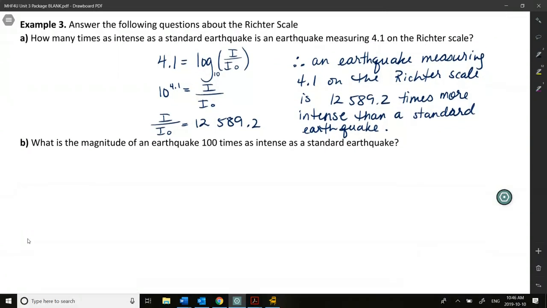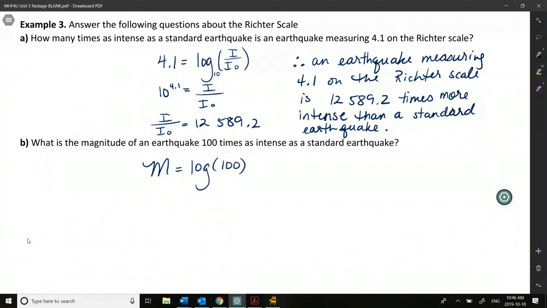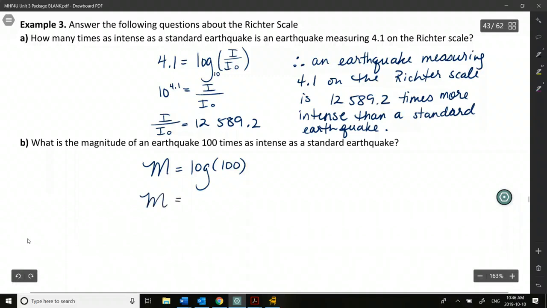Okay, what is the magnitude of an earthquake 100 times as intense as the standard level earthquake? So in this case, we're solving for magnitude, and we're given the ratio of the intensities of those earthquakes. So this is really just a quick, straight calculation. Two.